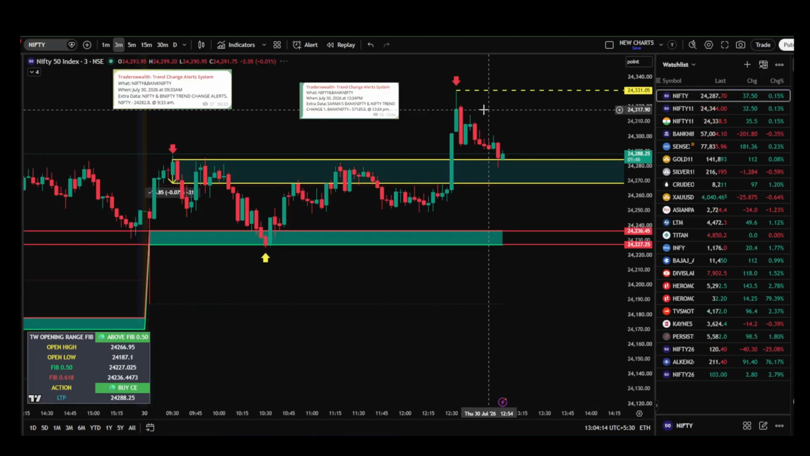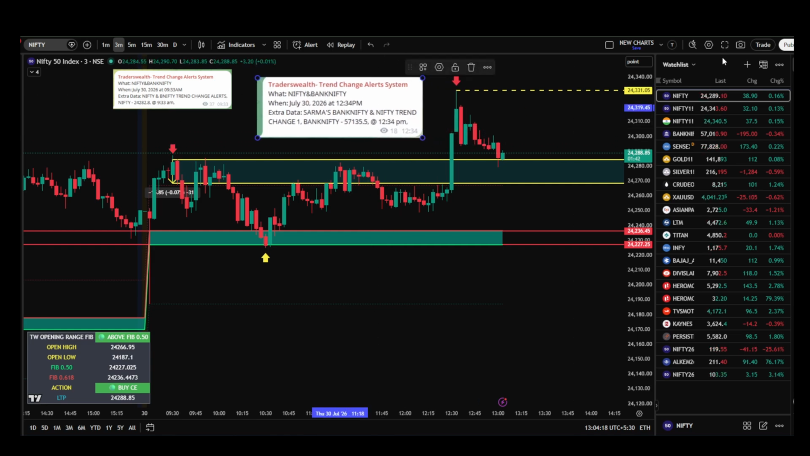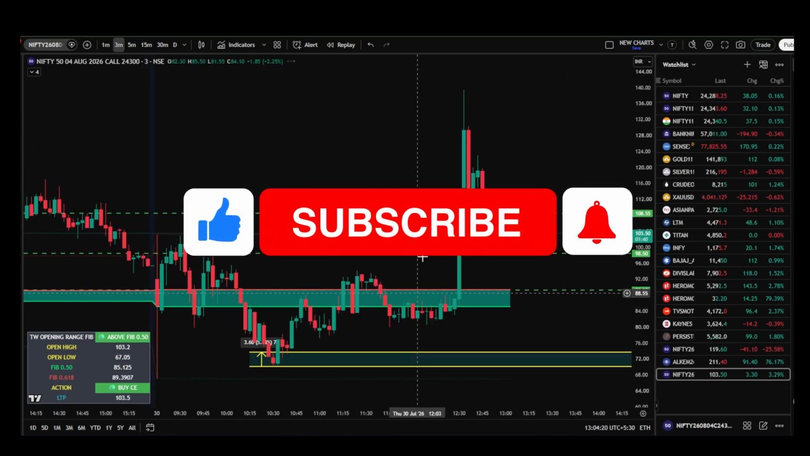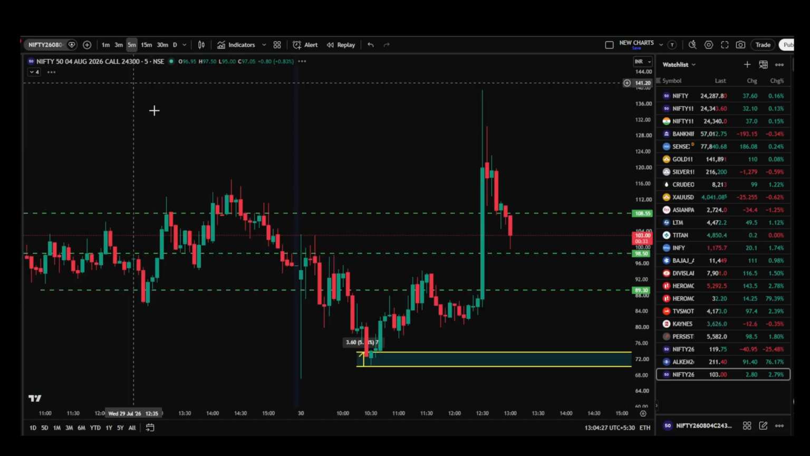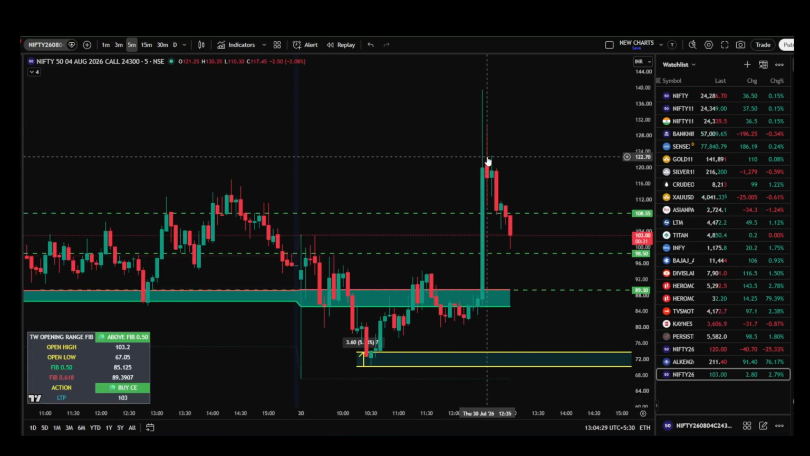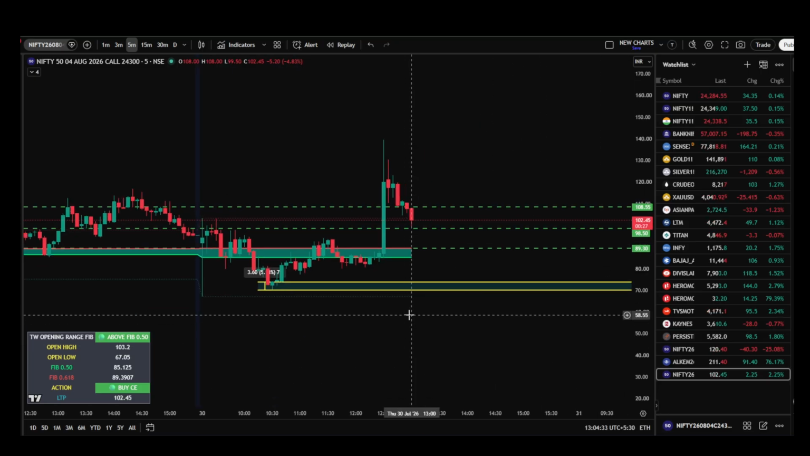Why? Because by the time you got another message, that is 12:34, you should exit immediately. So this is 12:34, we got it, so we should exit somewhere in this candle. Let me take the 5 minutes time frame. You can exit here or here or here, somewhere in this candle. So then you will book a very beautiful profit.